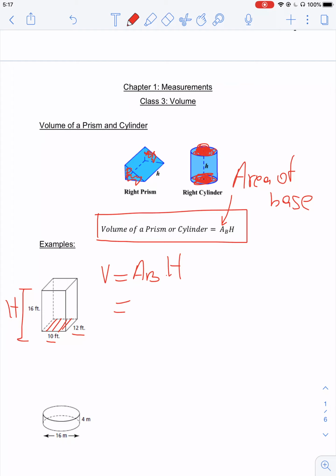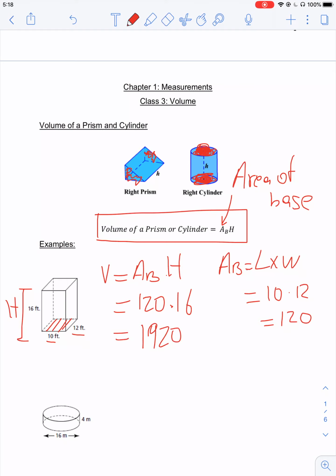And then the area of the base, let's do the calculation on the side over here, is just length times width, or base times height, however you want to do it. So it's just going to be 10 times 12, which is 120. Now, 120 times h, which is 16, will give me my volume. So I'm going to grab a calculator. 120 times 16 is 1,920.